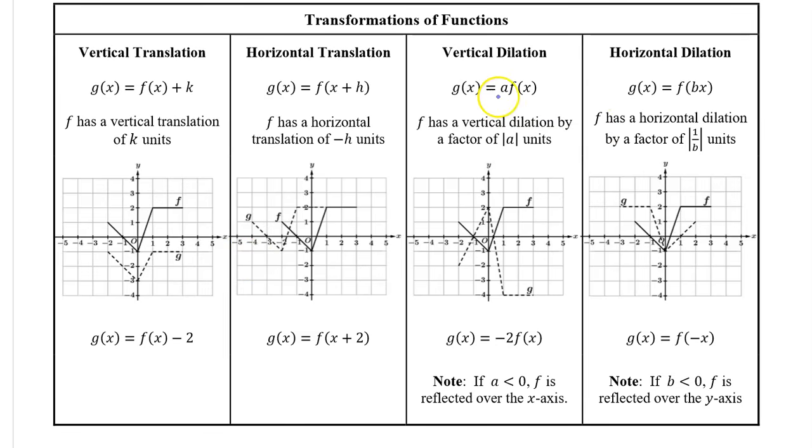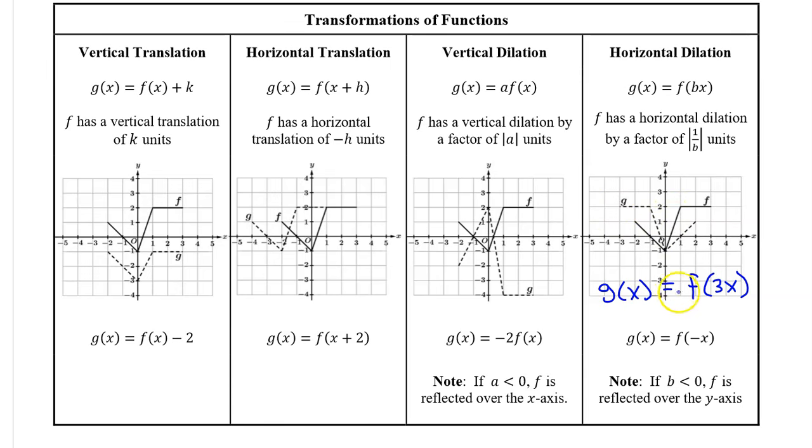If you see a number multiplying the front of a function, that's going to be a vertical dilation by a factor of a units, or rather a factor of the absolute value of a units, because if that number is negative, the negative sign is really a reflection over the x-axis. On the inside of the function, when x is multiplied by b, this is a horizontal dilation by a factor of 1 over b, or rather the absolute value of 1 over b, because if b is negative, that's actually a reflection over the y-axis.